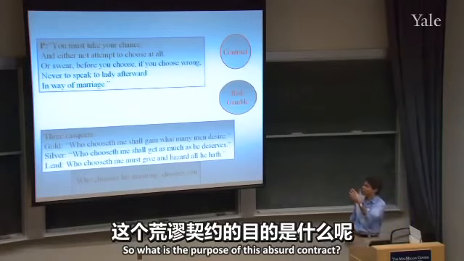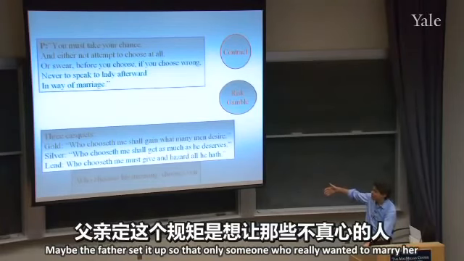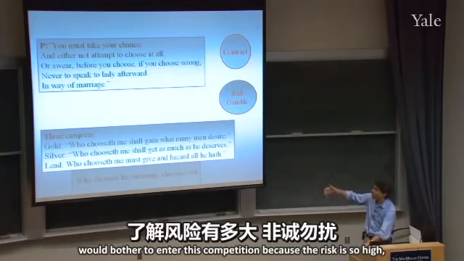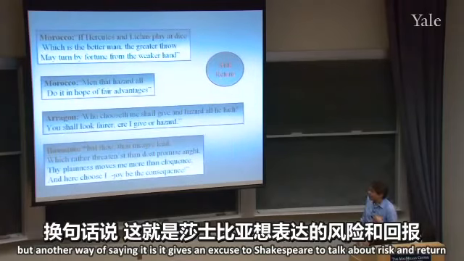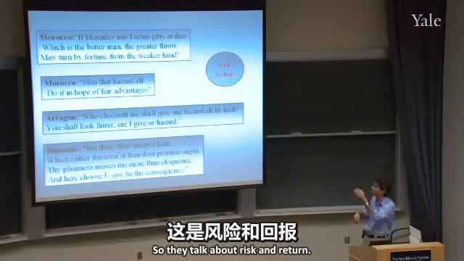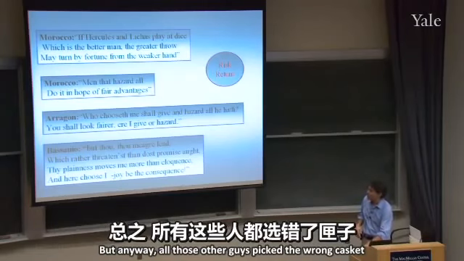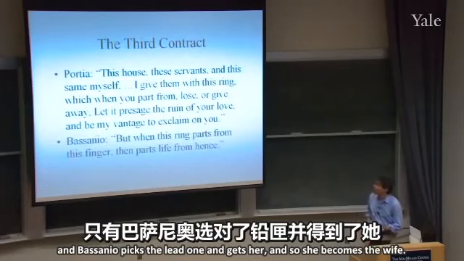So what is the purpose of this absurd contract? Well, maybe the father set it up so that only someone who really wanted to marry her would bother to enter this competition, because the risk is so high. But another way of saying it is it gives Shakespeare an excuse to talk about risk and return, and how people who take a higher risk are going to expect a higher return. And Morocco, so they talk about risk and return. And Aragon basically says she's really not that good looking to justify such a high risk. But anyway, all those other guys pick the wrong casket, and Bassanio picks the lead one and gets her.